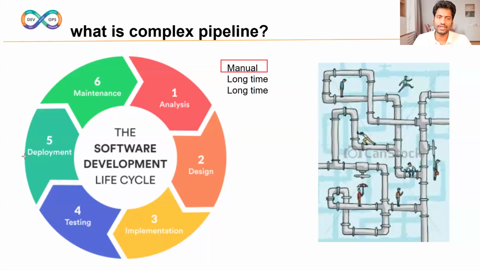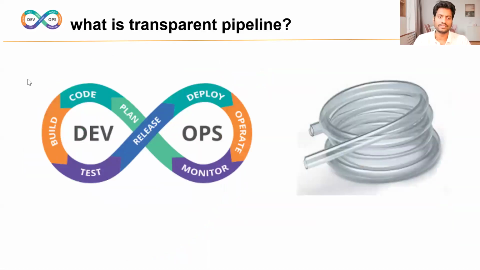Because it is a manual process, if we get an issue, any problem in our process, identification will take a long time and resolving issues will take a long time. That means the cost will increase, the quality will decrease, and customers are not satisfied. So that is the reason we are replacing the complex pipeline with what? The DevOps transparent pipeline. Here everything is automated, everything is transparent.